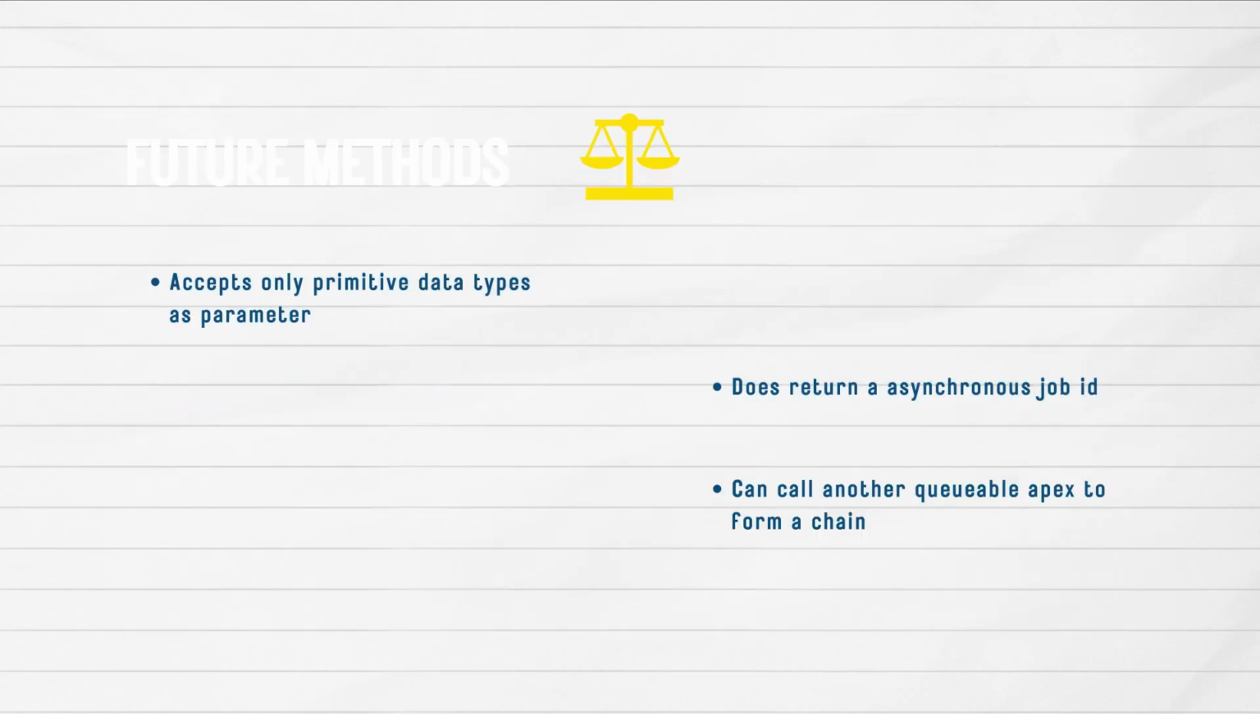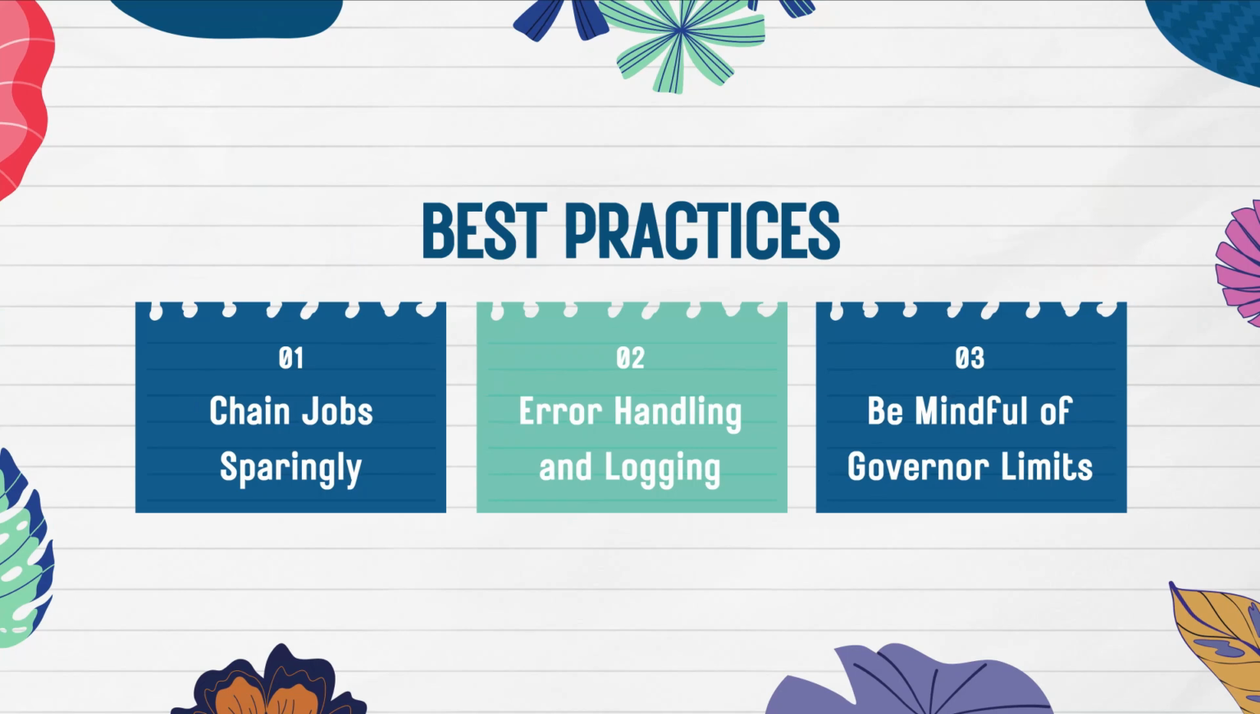Now, let me conclude this video by sharing some best practices for using Queueable Apex. Chain jobs sparingly. One of the greatest strengths of Queueable Apex is job chaining. However, this sometimes can lead to problems as you might run into governor limits. Also, long-running chained jobs can slow down other synchronous or asynchronous executions in the system, as these chained jobs may keep the resources locked for a longer duration.